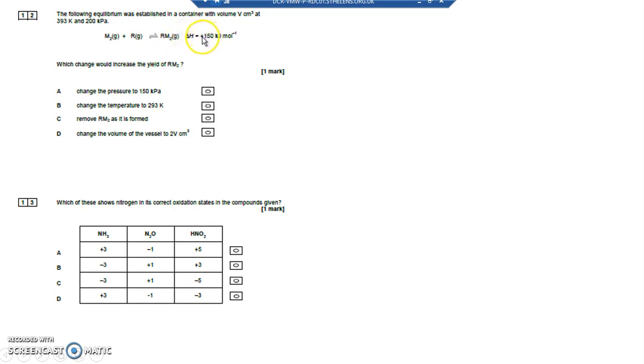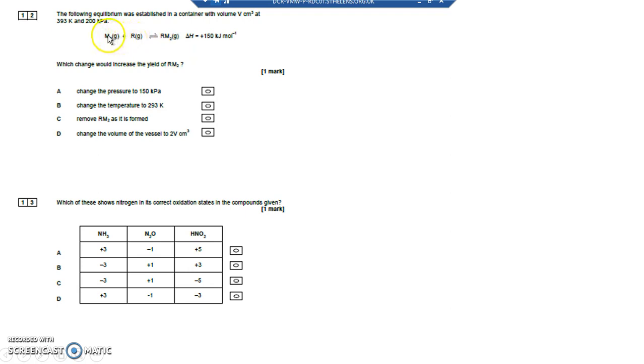It's an endothermic reaction, so it takes in heat when you go to the right hand side. So if I increase the temperature, by Le Chatelier's principle it will try and lower the temperature and shift to the right hand side to try and lower the temperature of the surroundings. So increasing temperature would make more RM2.